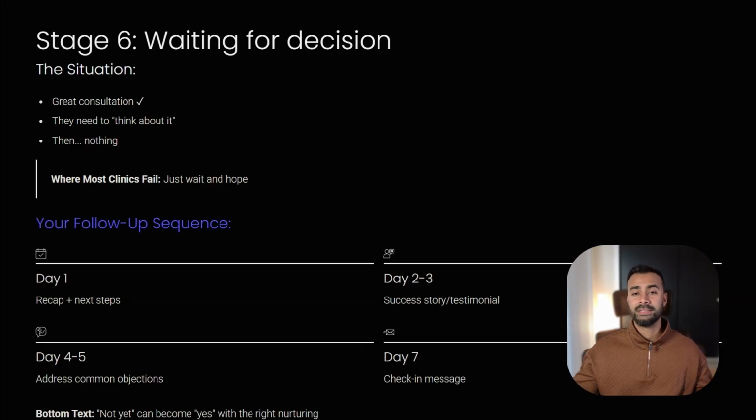And finally, day 7, you want to have another check-in, ideally through a call. Just say, hey, I know you were thinking about this. Just wanted to see if you got the information that we sent over. Do you need any additional information to help with your decision? At that point, you can figure out what's going on there.